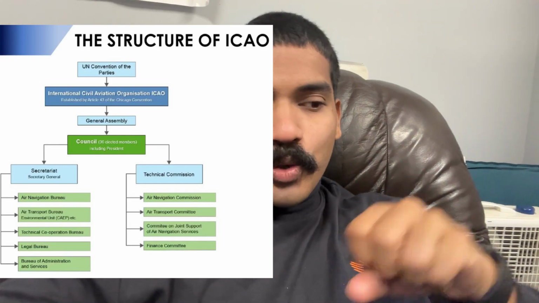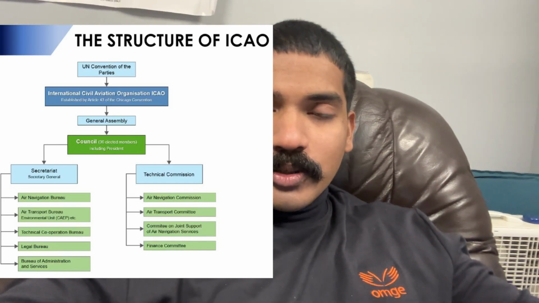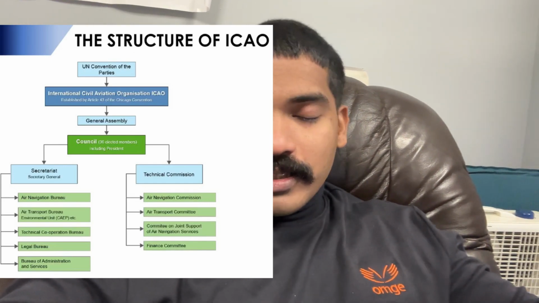So in today's video, I'll be talking about the organizational structure of ICAO. Now, why is this important? It is important because it comes in your exams. It comes in your DGCA exams. So I'll put a chart which I found online, and I also confirmed it with the ICAO website.